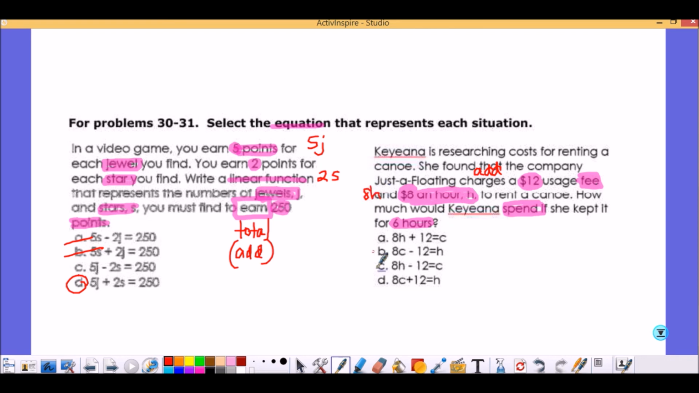So I can look at my answer choices and know that B and D are not it. So then that means I'm left with A or C. So I'm going to look to see which one has 8H, and I'm going to add $12 with that. So that means answer choice A would be the best answer choice.